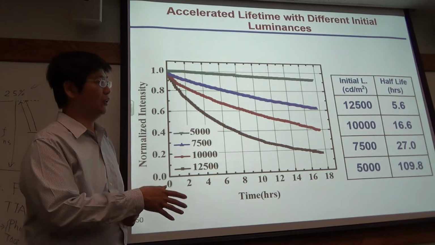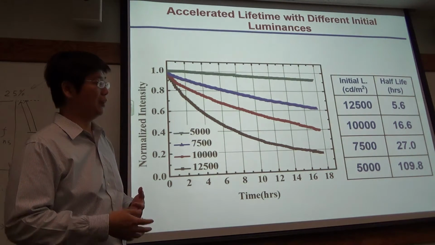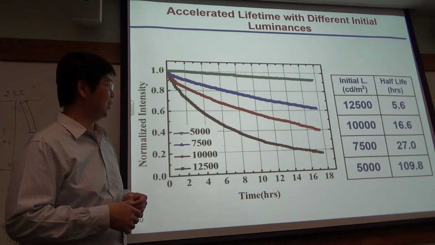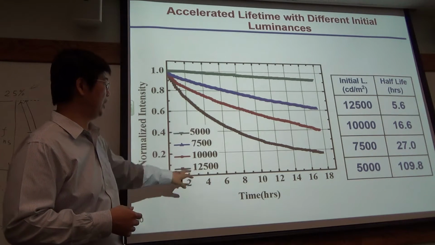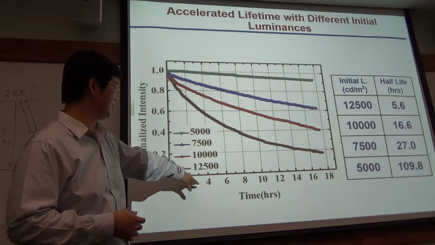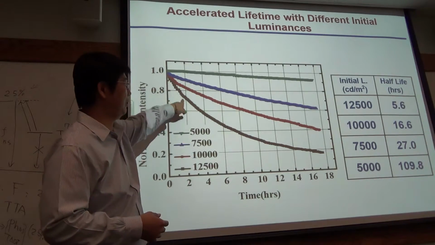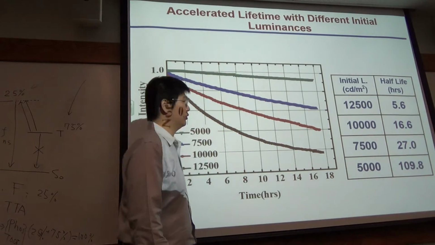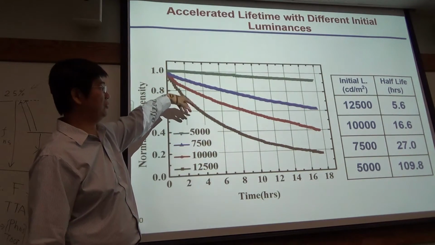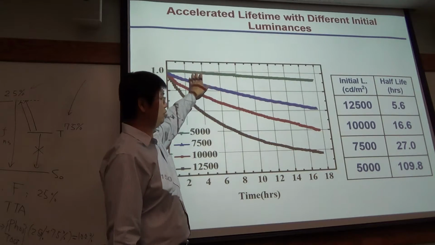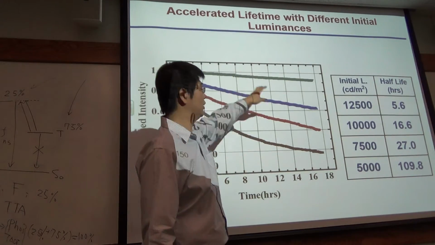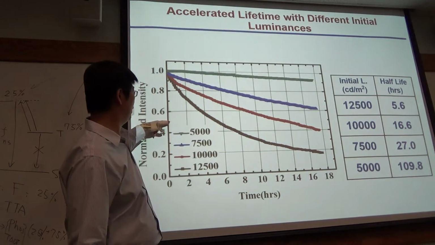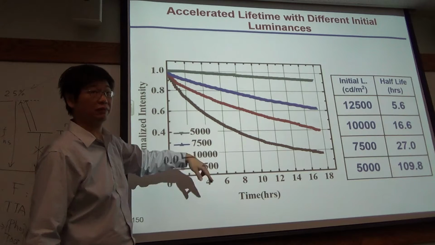And if you want to know the operation lifetime itself, typically we use a higher luminance. For example, if we use a higher luminance, 12,500 nits, then they will decay pretty fast, so you can measure in 5 hours or so. It's blue. If you decrease the luminance to 10,000 or so, then you can see the half-lifetime increase. Half-lifetime means they go to 50% of the luminance.